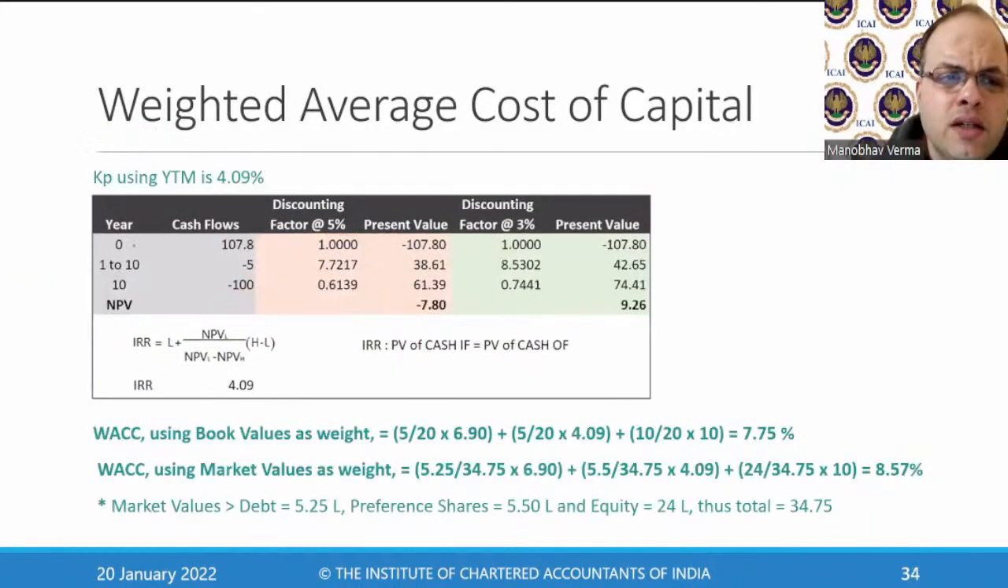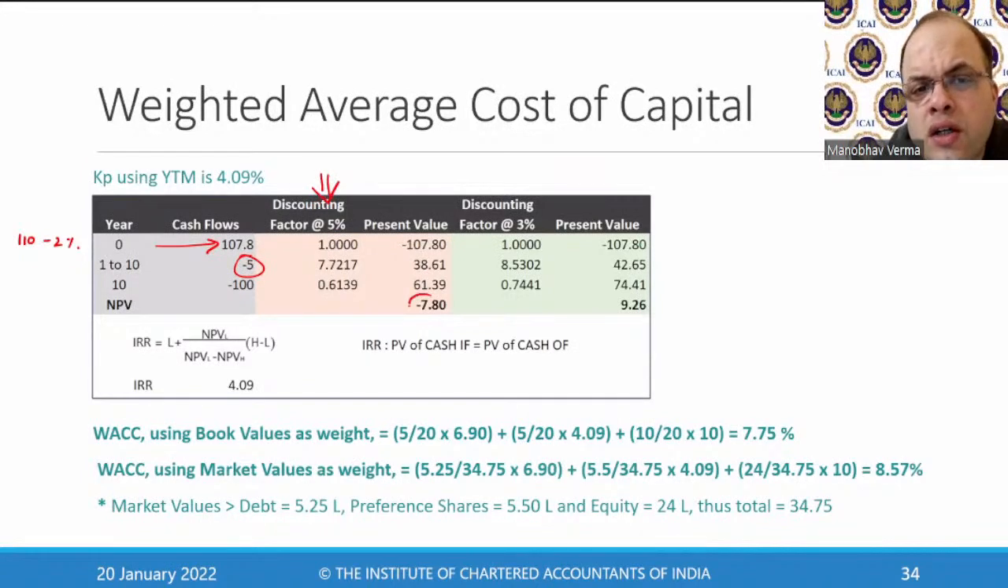Okay, let's look at this. So this is 110 minus 2%, giving us 107.8 in case of a new preference share. And I'm looking at a 5 as a dividend. Again, I took a 5% discounting factor as a first rate, and look at what I got. A negative net present value of minus 7.8, and hence from 5% I took a lower rate of 3% here, guys, to get a positive value.